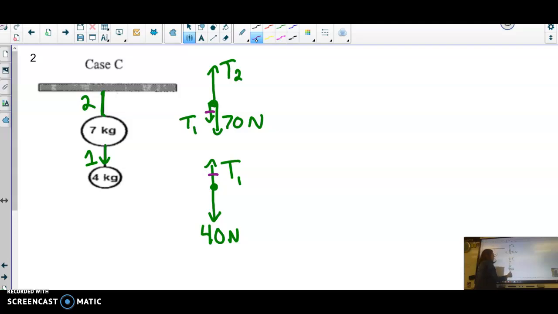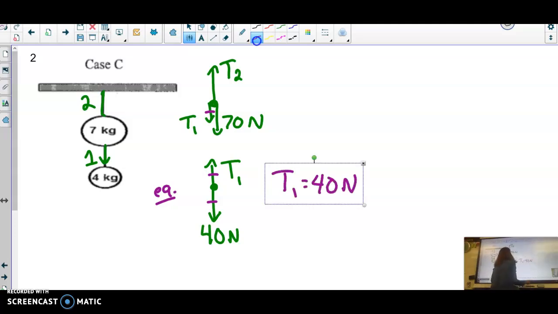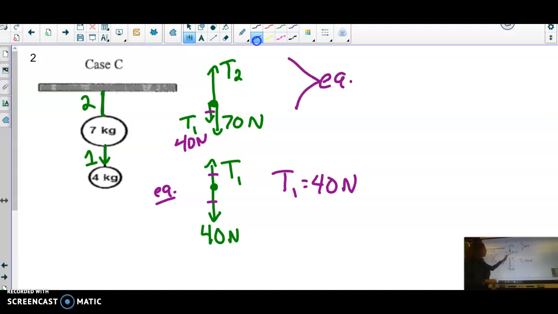And because I know that this is in a state of equilibrium, these 2 forces have to balance. So T1 has to be 40 newtons. Therefore, in the picture above, T1 has to be 40 newtons. Now, this is also in a state of equilibrium. So total down I have is 110 newtons. So this one, total up, or tension up, must be 110 newtons as well.